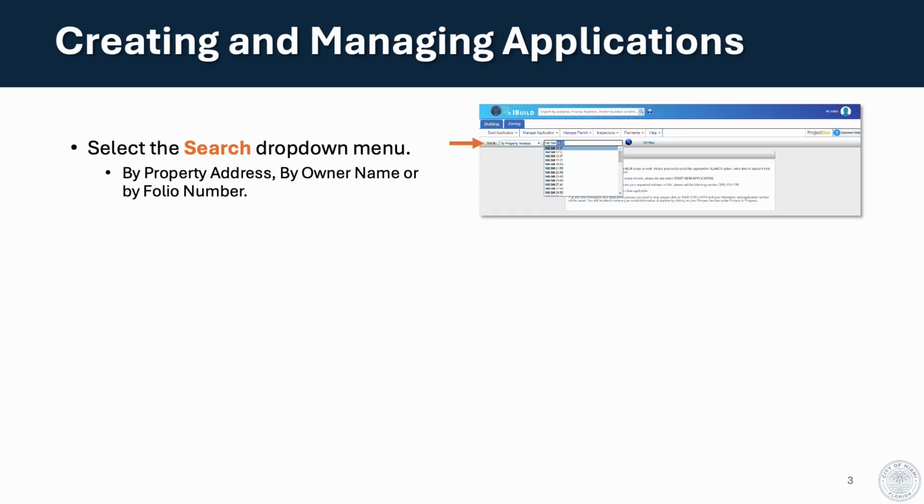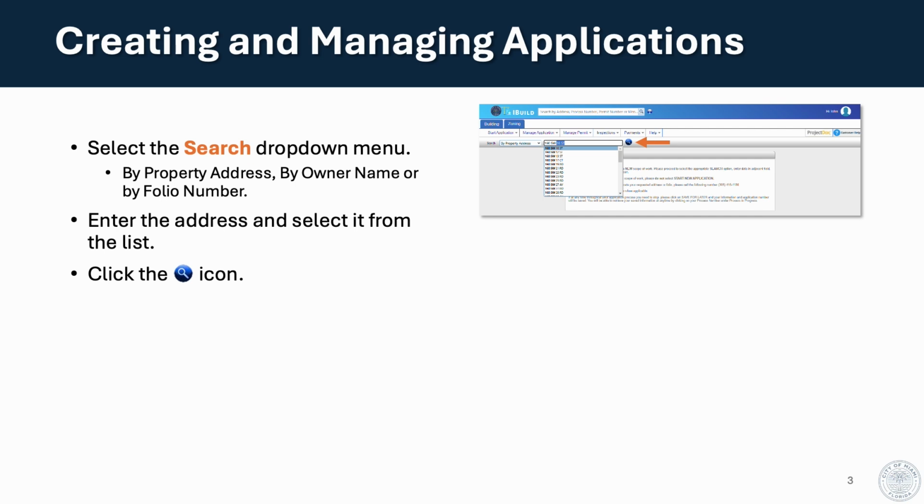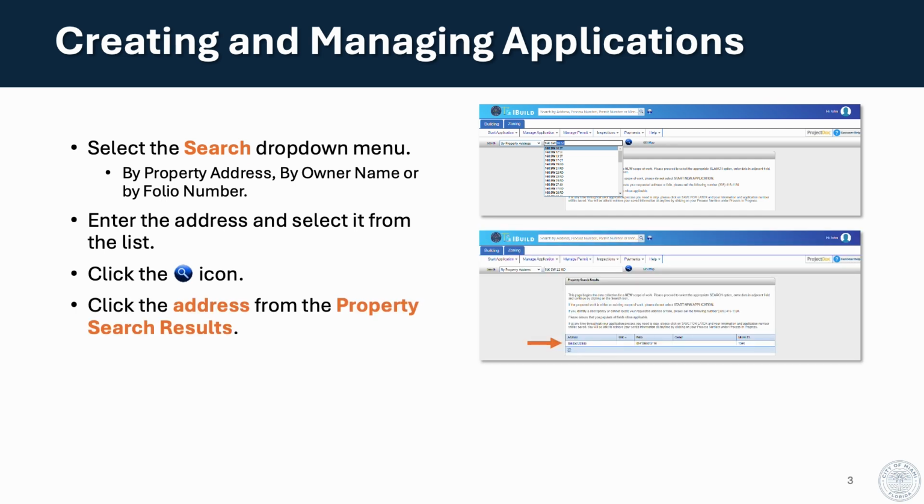Select the Search drop-down menu. You can select the type of search, by property address, by owner name, or by folio number. Then enter the address and select it from the list. Click the blue magnifying glass icon. Click the address from the Property Search Results section.